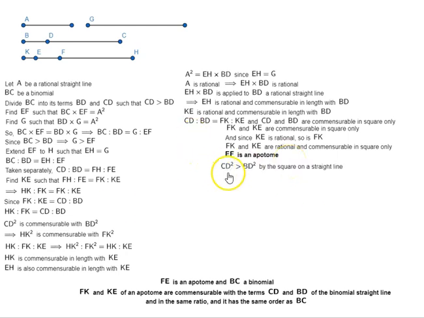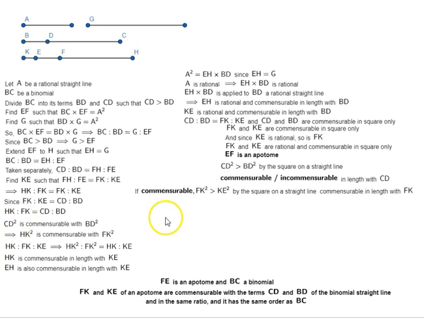The square on CD is greater than the square on BD by the square on a straight line, either commensurable or incommensurable in length with CD. This is from the fact that BC is a binomial and CD and BD are its terms. And because of this proportionality, we have two options. Either it is commensurable or incommensurable in length with CD. So let's take it one by one.